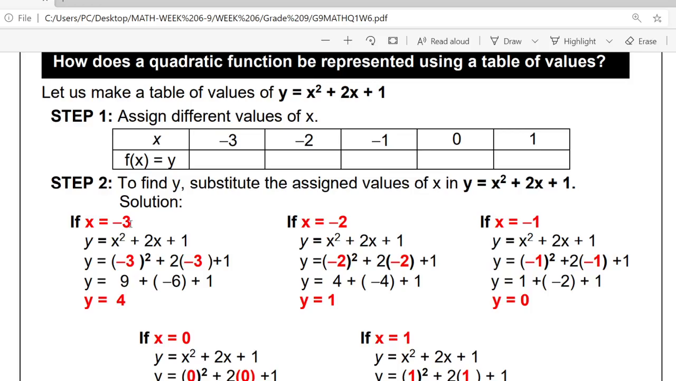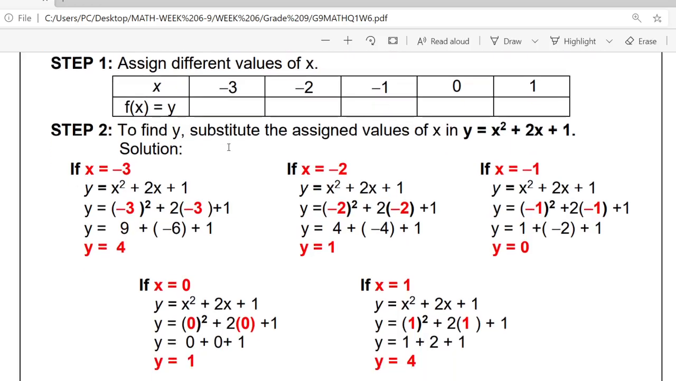If we let x be negative 3, replace x by negative 3 raised to an exponent 2, plus 2 times negative 3, plus 1. Negative 3 times negative 3 is 9. 2 times negative 3 is negative 6, plus 1. So 9 plus 1 is 10, minus 6 is 4. That's why when x is negative 3, your y is 4.